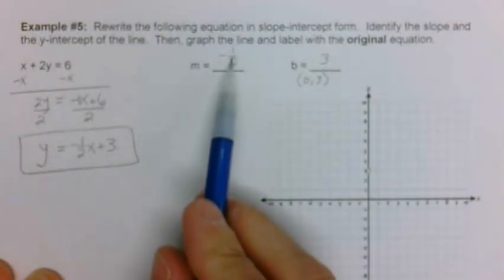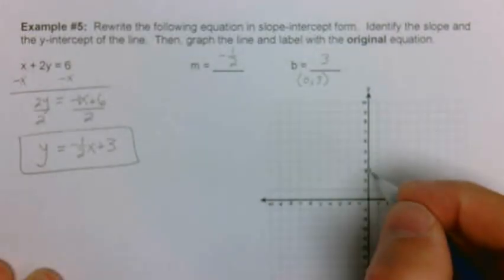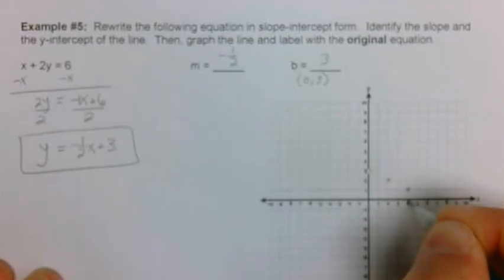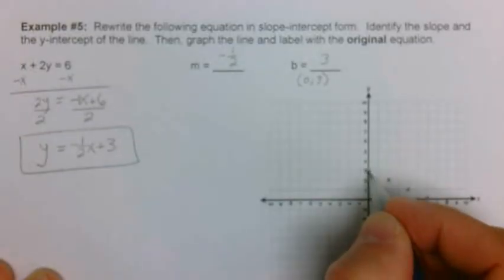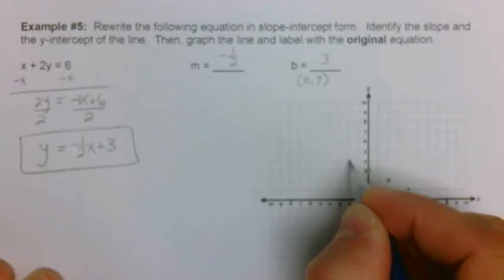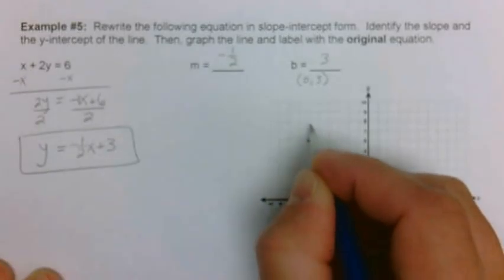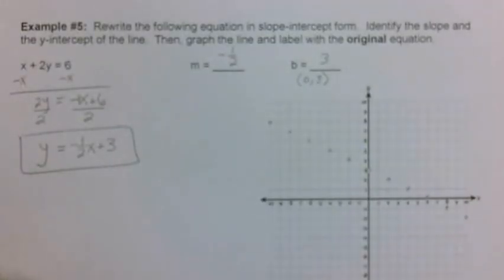And now we use our slope to get from point to point. We're going to go down 1 and to the right 2. Down 1, right 2. Down 1, right 2. All right, going back to the y-intercept, we can also go up 1, left 2. Up 1, left 2. And again, just to get some more points.